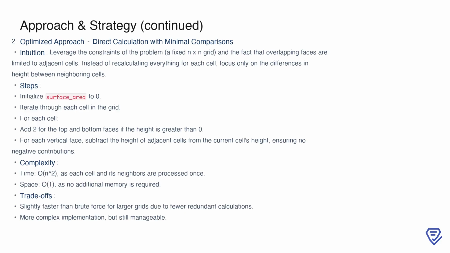This approach processes each cube and its neighbors once, maintaining the same O(n) squared time complexity as the brute force method but with fewer redundant operations. It doesn't require additional space, keeping the space complexity at O(1). While slightly more complex to implement, this method is faster for larger grids and aligns well with the problem's constraints.